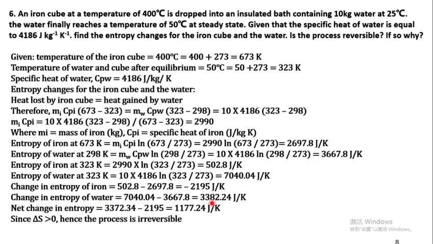So the net change in entropy in this total process equals the change of the water plus the change of the iron cube. So the total change of the entropy in this process equals this. Because delta S in this process is bigger than 0, this process is not reversible.